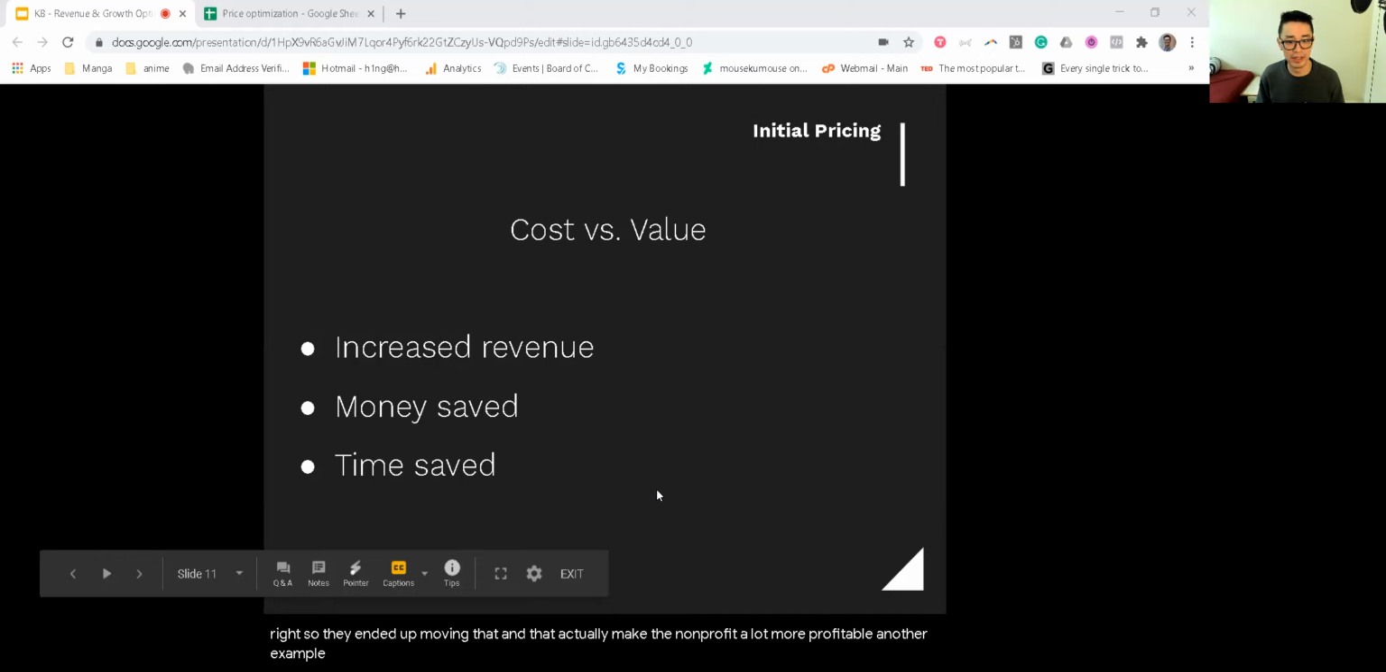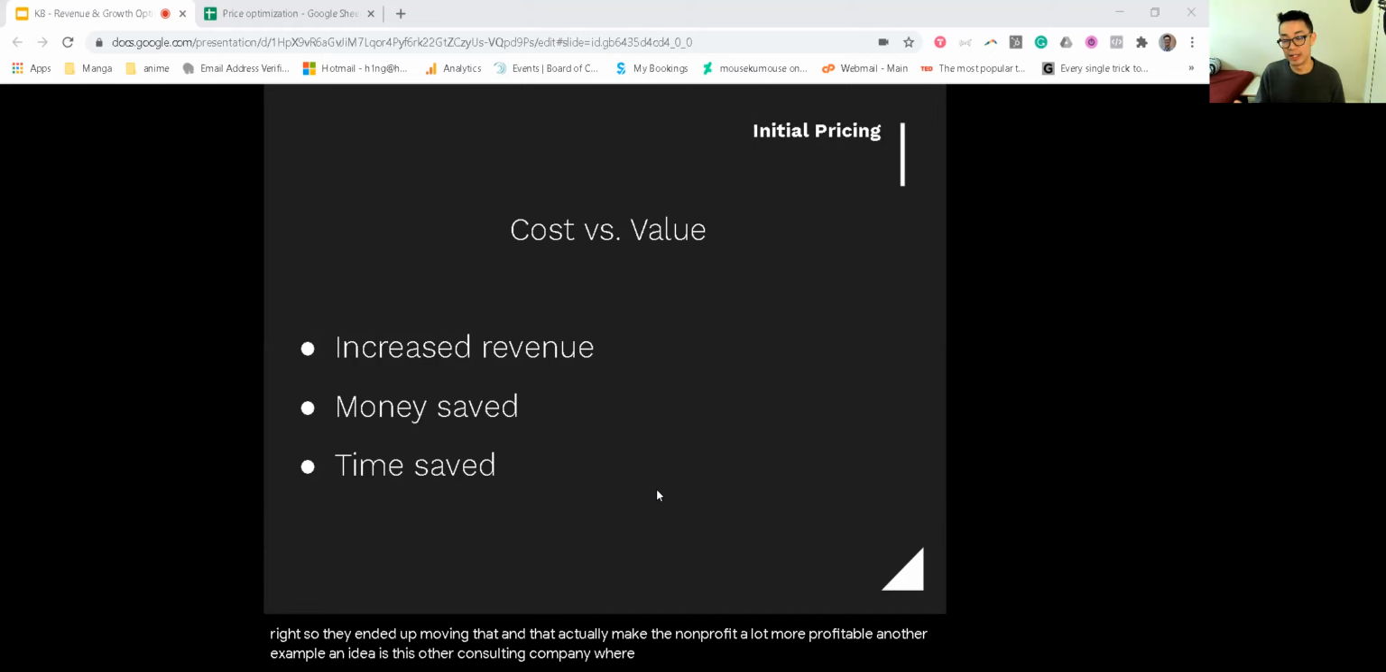Another example is this consulting company where this lady was a consultant who did a lot of speaking engagements. She would do workshops and charge based on the number of attendees. If a company said, we want you to come in and speak to our employees, we have a room of about 50 people, she would say, it's this amount of dollars. And one day she finally got a big client.